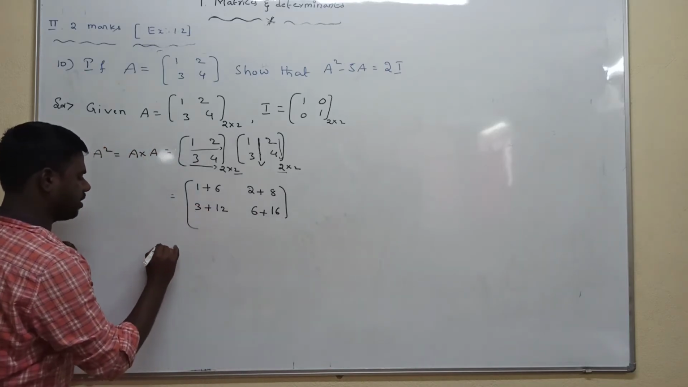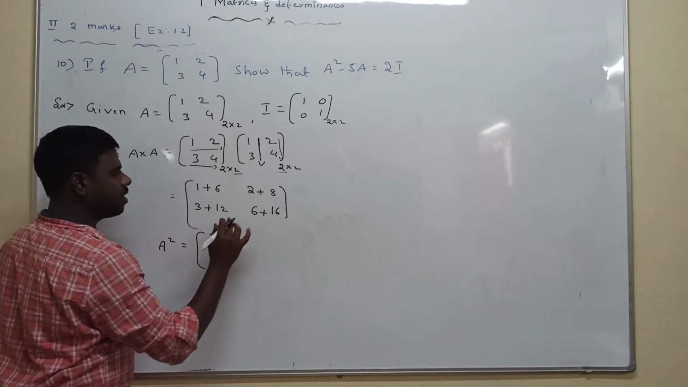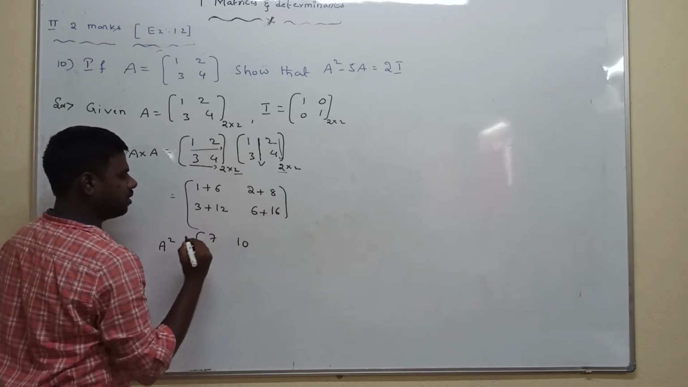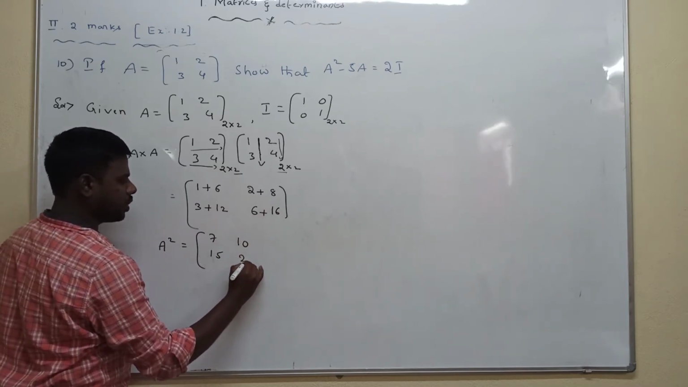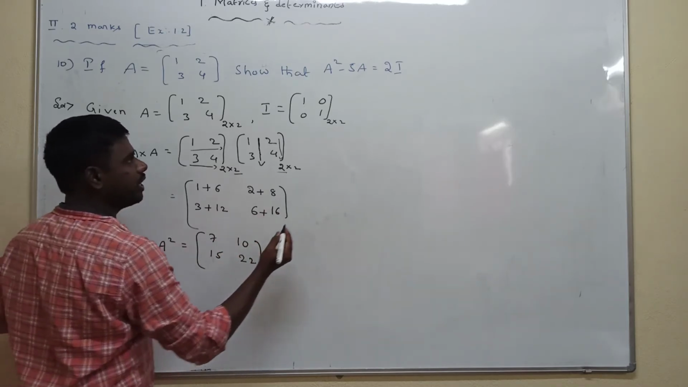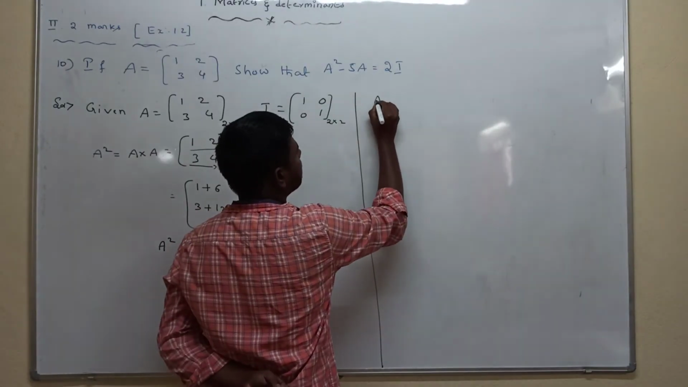Now simplify this. A square is equal to 1 plus 6, that value is 7; 2 plus 8, that value is 10; 3 plus 12, that value is 15; 6 plus 16, that value is 22. Now take both LHS and RHS.